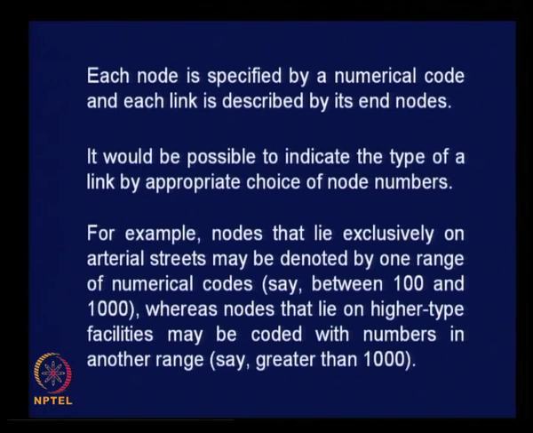Whereas nodes that lie on higher type of facilities, say expressway, may be coded with numbers in another range, say greater than 1000. So whenever your node number is more than 1000, you can have a feel of that node, and you can understand that this node pertains to an expressway, not an arterial. Clear?